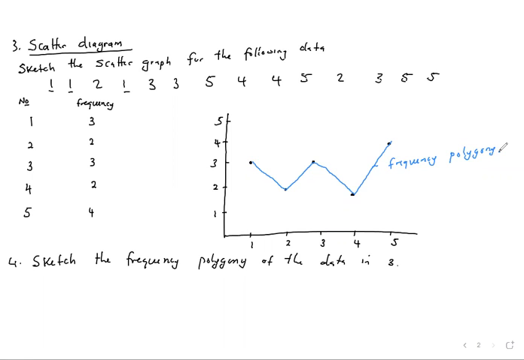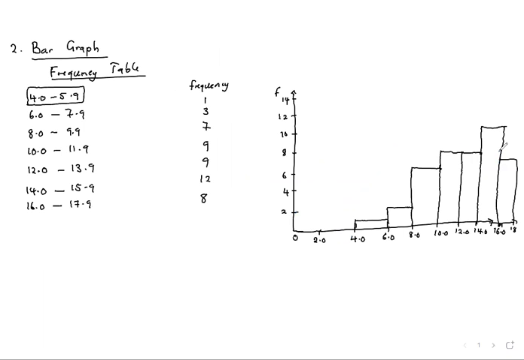Now the frequency polygon can even be there on the bar graph. You'd go to the middle interval of each class, and draw a line connecting them. Draw a line like that. This is the frequency polygon.